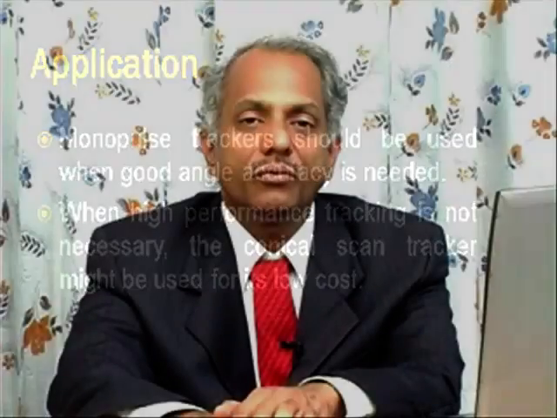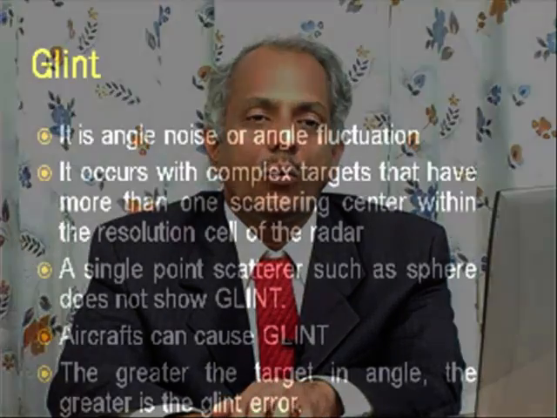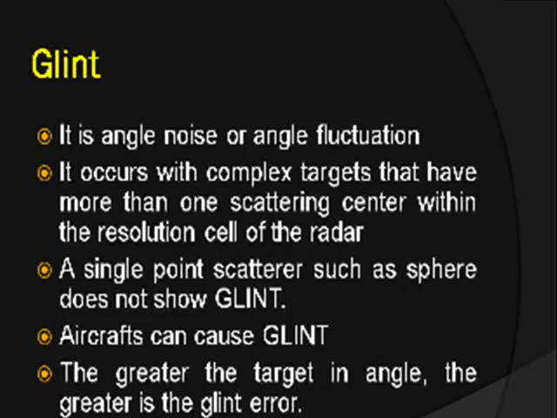So before we end, let us see what this glint is. It is angle noise or angle fluctuation. It occurs with complex targets that have more than one scattering center within the resolution cell of the radar. A single point scatterer, such as a sphere, does not show glint, whereas in an aircraft there are several points of scattering and hence there will be glint. The greater the target extent in angle, the greater is the glint error.